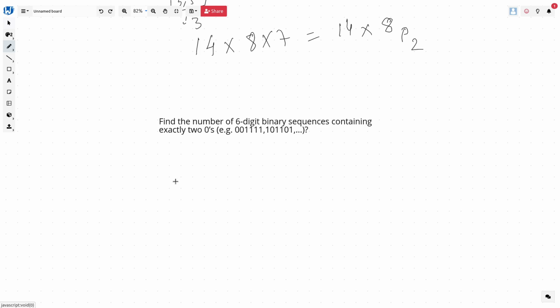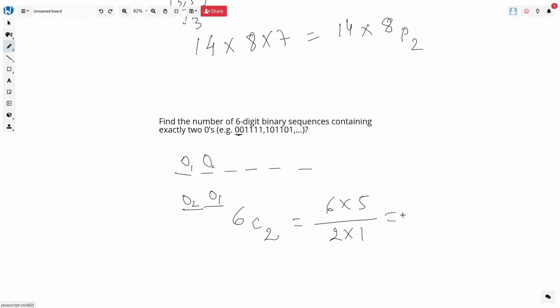Now if you pay close attention here, ordering is not important among these 6 places. If we place the 2 zeros at positions 1 and 2, or at positions 2 and 1, it's the same thing, because it is one sequence which will form. So here the ordering is not important. So clearly it will break into a combinatorics problem, right? So the combinatorics problem suggests that we need to choose 2 zeros from 6 places, right? So that is 6C2, which is 6 into 5 divided by factorial 2, which is 2 into 1, that is 15.